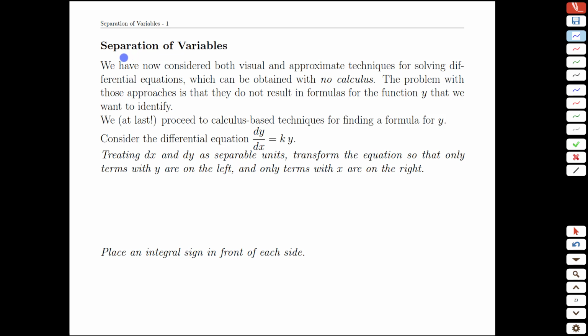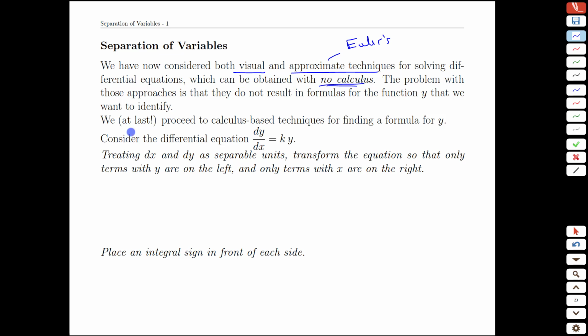In this video, we're going to introduce a process called separation of variables. We've already looked at visual techniques for solving differential equations. We've also looked at approximation techniques, Euler's method, for generating a graph a little mechanically with straight line approximations. All of these are a little unsatisfying because there's no exact answer provided. However, the nice side is that you don't have to do any calculus to build those solutions. Even if they are approximate, we do less complicated work.